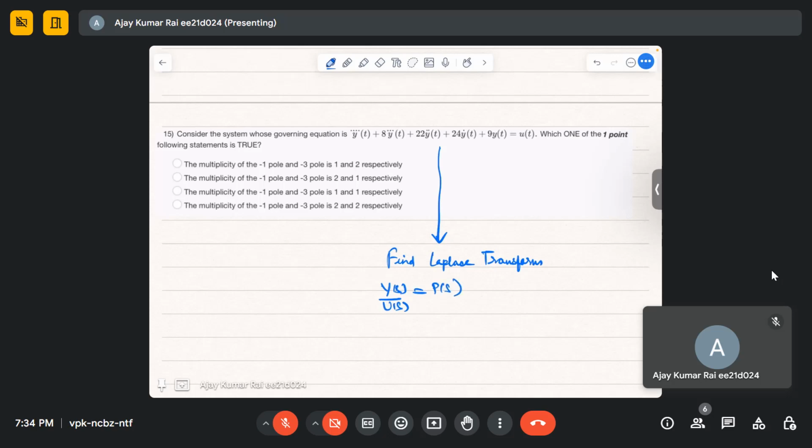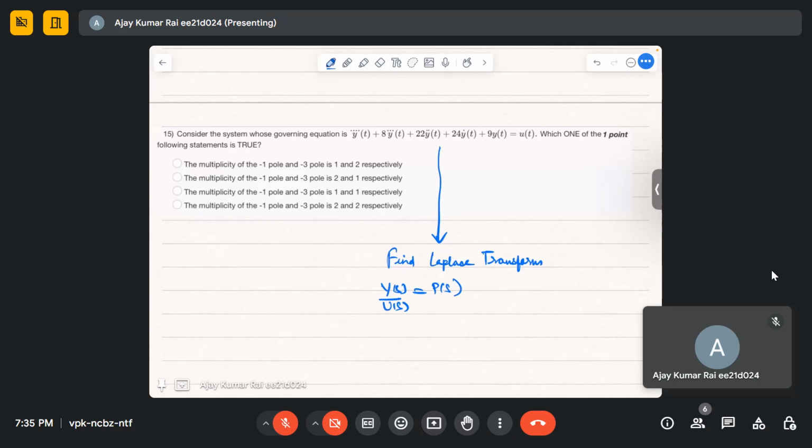So you just check the multiplicity of the poles, right? You have to find only one thing: whether you have repeating poles or not. Okay, this is the question. You don't have to find the output for any input. I think this is very simple.